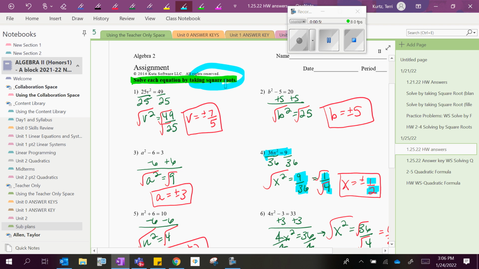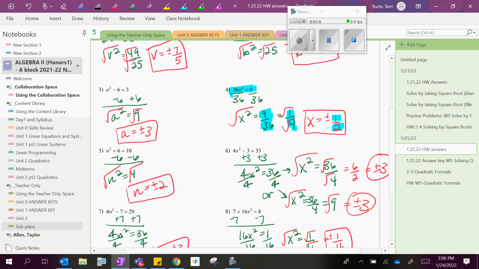One question you may have: for a couple of these problems, such as number 4, you would need to reduce to get your final answer, and you can reduce before you take the square root or after. For instance, in number 4, when we get x squared by itself, we get 9/36. That can be reduced to 1/4, and then you could take the square root of the numerator and denominator, and you would get 1/2.